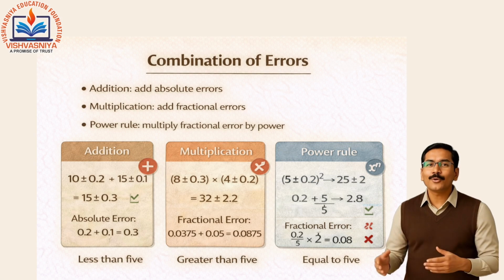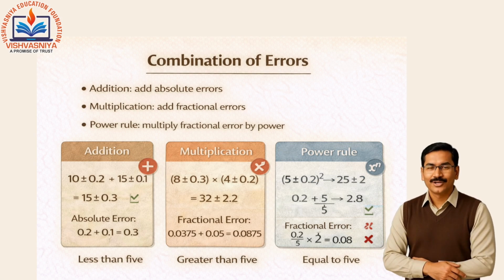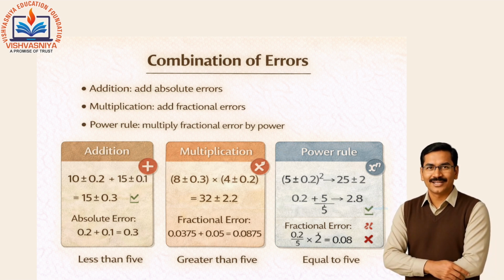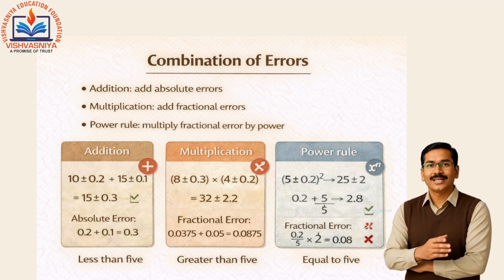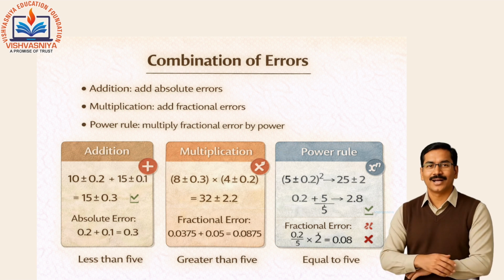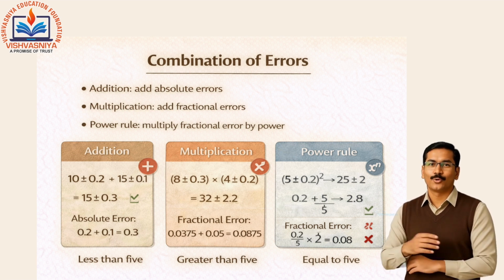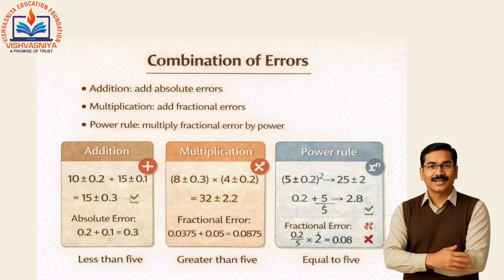Error rules depend on the mathematical operation. For addition or subtraction, total error equals error in A plus error in B. For multiplication or division, fractional error equals fractional error in A plus fractional error in B. For A raised to power n, fractional error equals n multiplied by fractional error in A.